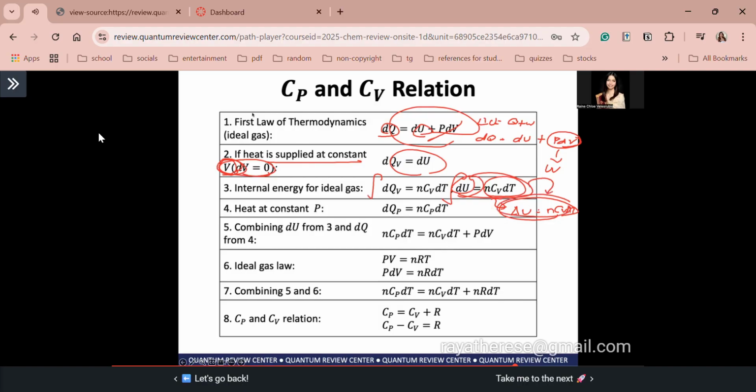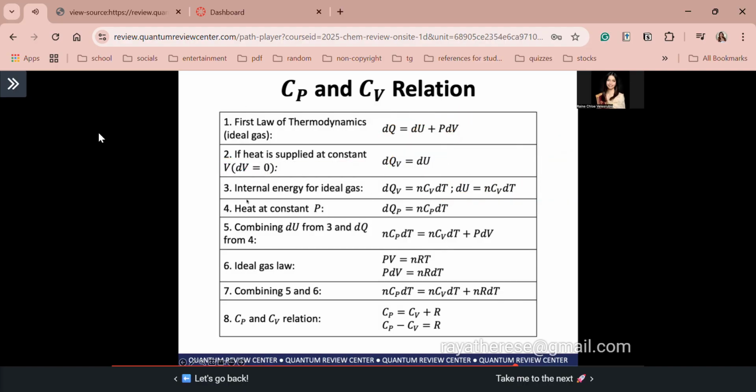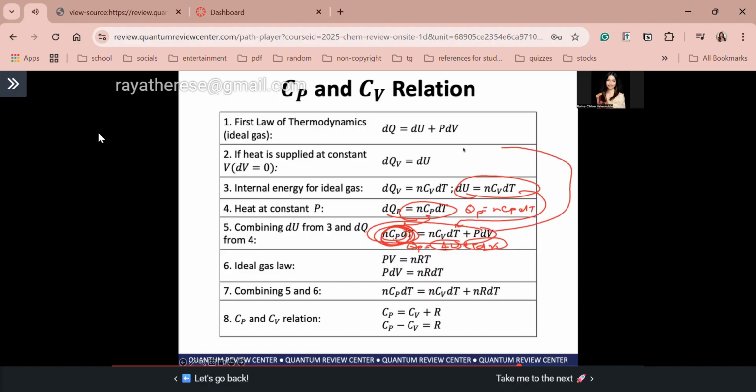Now, guys, we know that heat at constant pressure is Qp is equal to ncp dt. Right? Now, we can just combine du from 3 and dq from 4. How? dq, which is your ncp dt, Qp, is equal to delta u plus pdv. So again, I just combined the two, and this equation comes from here, right?